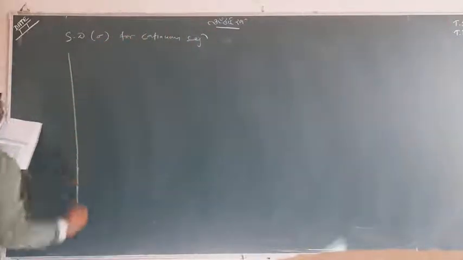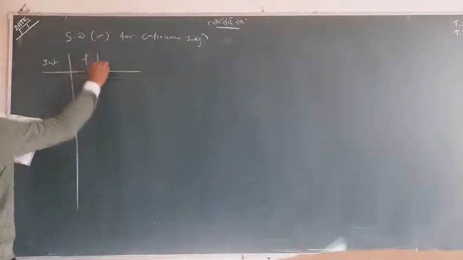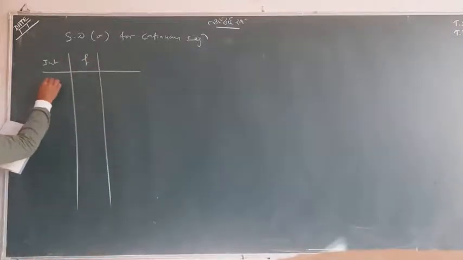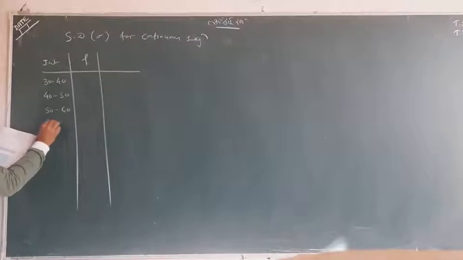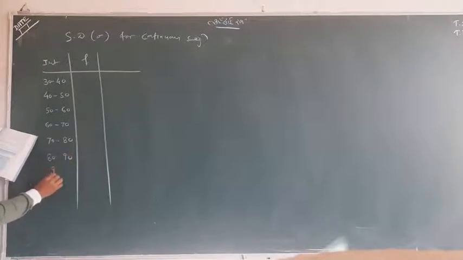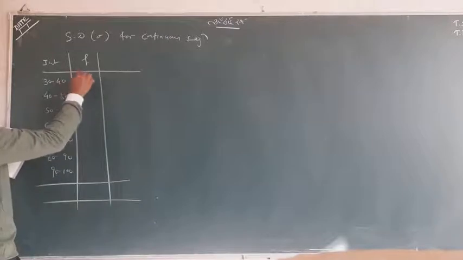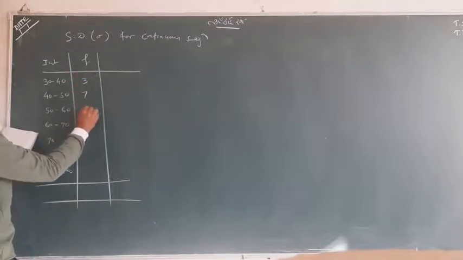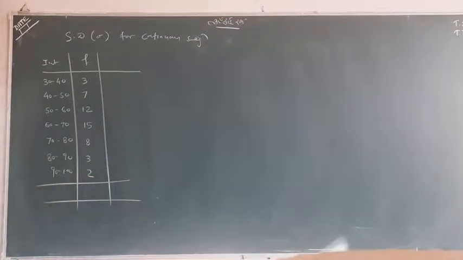I have a question. It's an interval and f: 30 to 40, 40 to 50, 60, 70, 80, 90 and 100. And this is f: 3, 7, 12, 15, 8, 3 and 2.